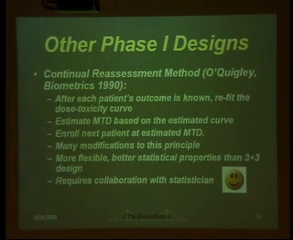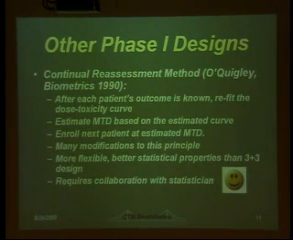I do want to mention one other phase 1 design here before I move on to some of the other phases of clinical trials. That's the continual reassessment method. This basically means you keep reassessing the dose response curve. So after each patient has an evaluable outcome of whether or not they got a dose-limiting toxicity, you would refit a dose toxicity curve like we saw in the previous figure. Once you refit it, you can re-estimate where that maximum tolerated dose might be, and that's where you would put the next patient.